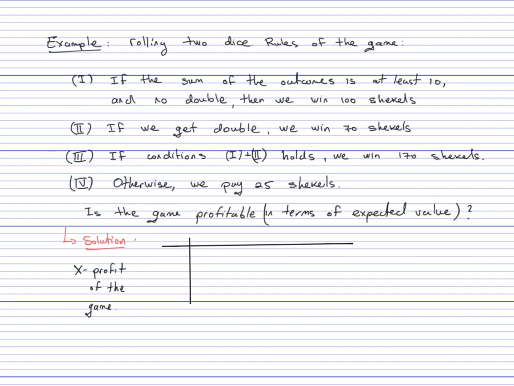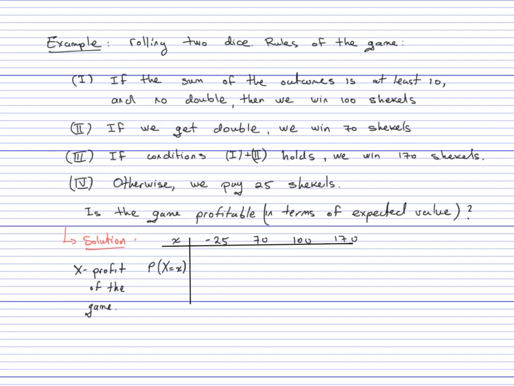Now, there are a few possibilities for x. According to the first rule, we can win 100 shekels. According to the second rule, we can win 70 shekels. And according to rule 3, we can win 170 shekels. Otherwise, we'll need to pay 25 shekels, so minus 25. So those are the possibilities of profit by playing the game. Now let's figure out what the probability is of getting each of those numbers.